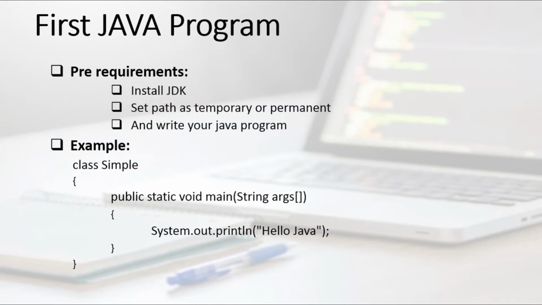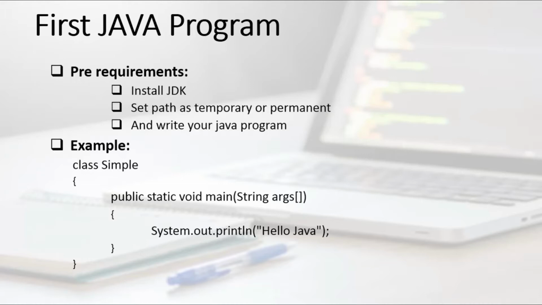The requirement for the first Hello Java example is for executing any Java program, you need to install the JDK. If you don't have it, download the JDK and install it. Or you can refer our previous video tutorial for how to install and set a path of JDK to run Java program. Set a path as temporary or permanent as we have discussed in previous tutorial.